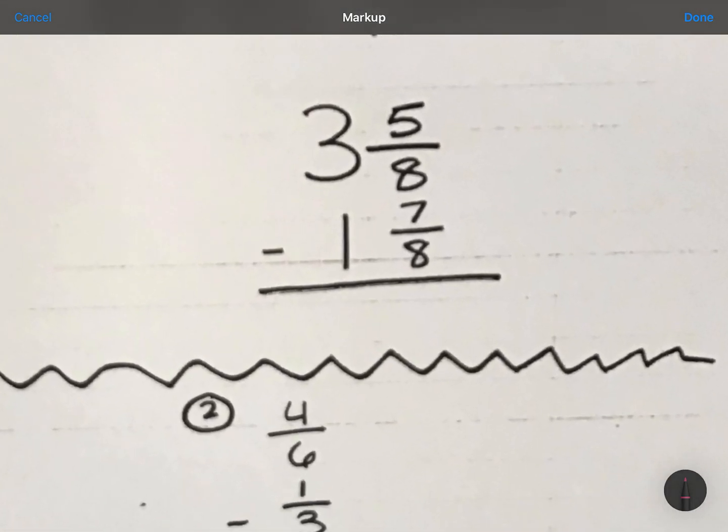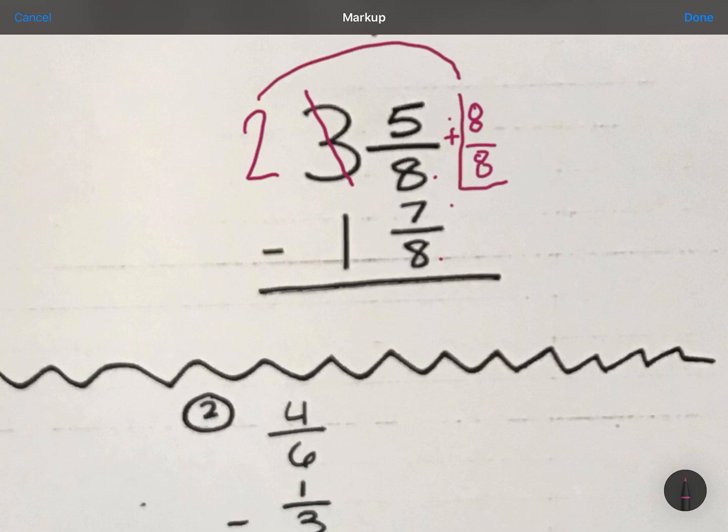I'm going to zoom in here. Okay, I notice with my subtraction, I have common denominators, 8 and 8, so I don't have to fix them. So I'm going to do subtraction now. So I have 5 minus 7, but I can't do that. So I have to borrow from the 3, make that into a 2, and then I need to add an 8 over 8. And remember, that's really this 1 over here, that black 1, and I chose 8 over 8 because that's what my denominator is.